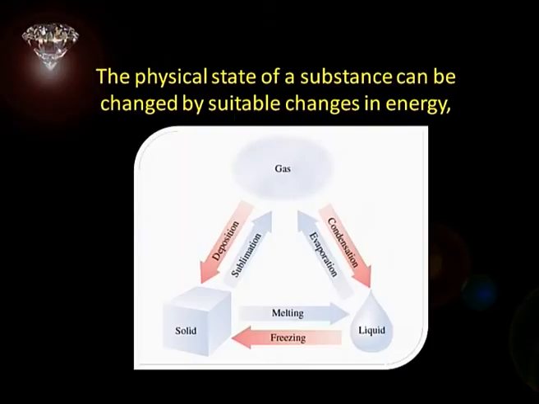Now we also know that the physical state of a substance can be changed by a suitable change in energy. Suppose you have ice as a solid, you warm it up, it becomes liquid, you heat it further, it becomes vapor or the gaseous phase. So basically by giving more and more energy, we can change the physical state of a given substance. For example, we can go from solid to liquid to gas or vice versa. All these processes are well known to us.